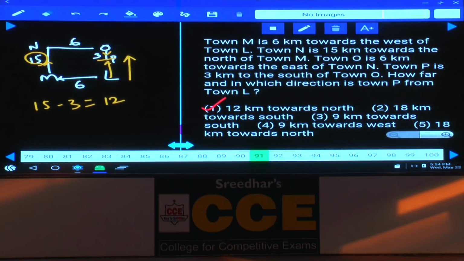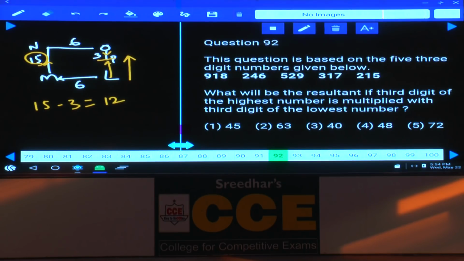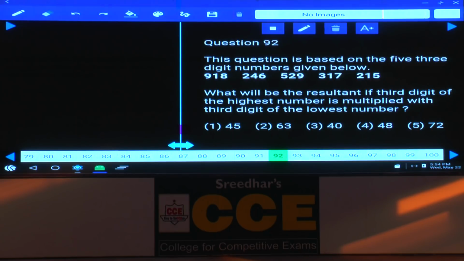Then 92 to 94, now it is based on a set of numbers. Now in this set of numbers, what will be the resultant if the third digit of the highest number is multiplied with the third digit of the lowest number? Yes, tell me what is the highest number in this? 918 is the highest number and the third digit is 8. Lowest number is 215 and the third digit is 5. 8 into 5, 40, that is choice 3.